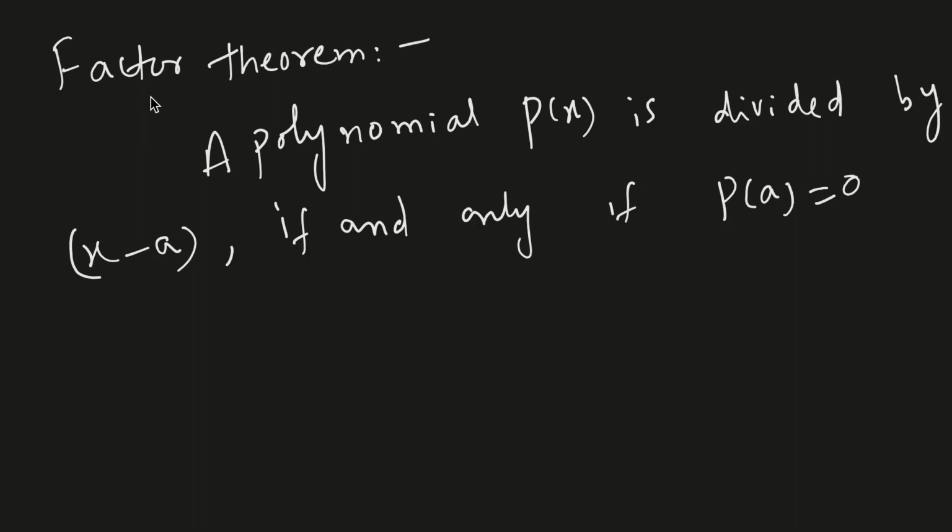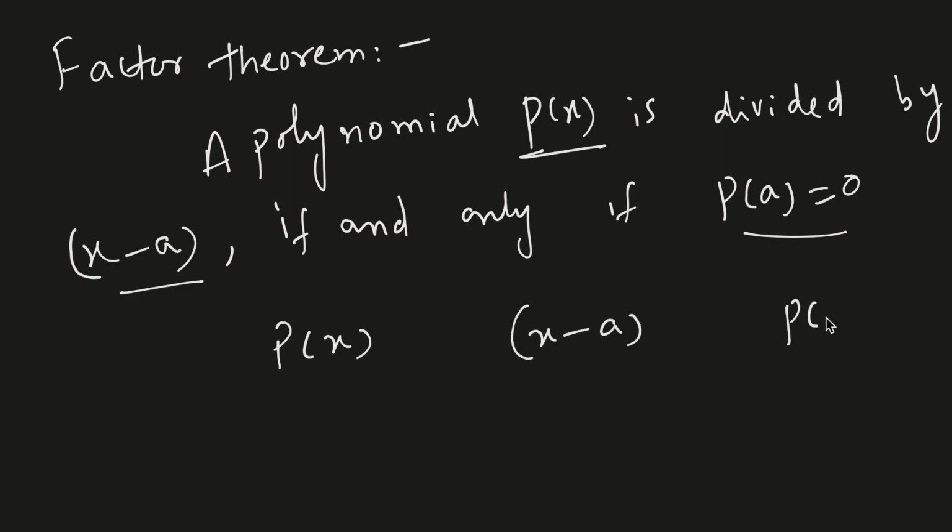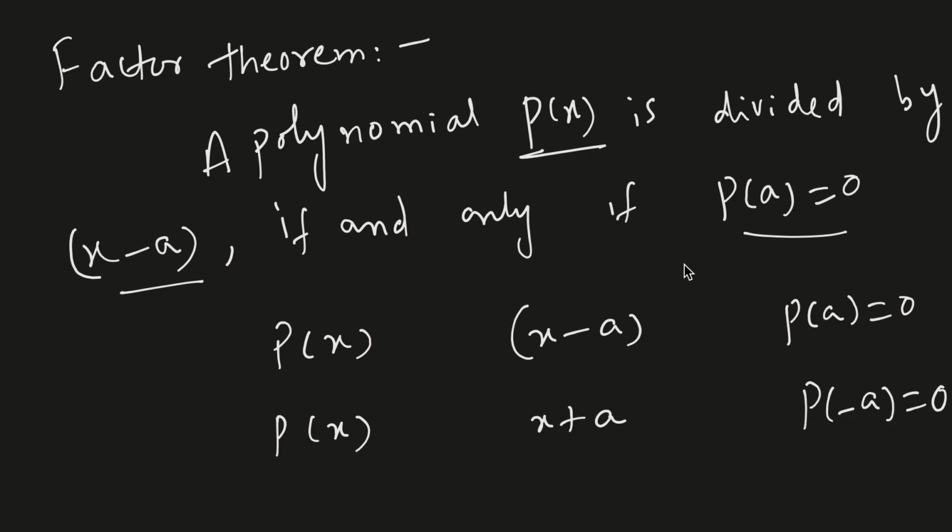In this video, we are going to discuss the factor theorem. What is the factor theorem? A polynomial p(x) is divisible by x minus a if and only if p(a) is 0. If a polynomial p(x) is divisible by x minus a, p(a) should be equal to 0. Suppose polynomial p(x) is divisible by x plus a, then p(minus a) should be equal to 0.